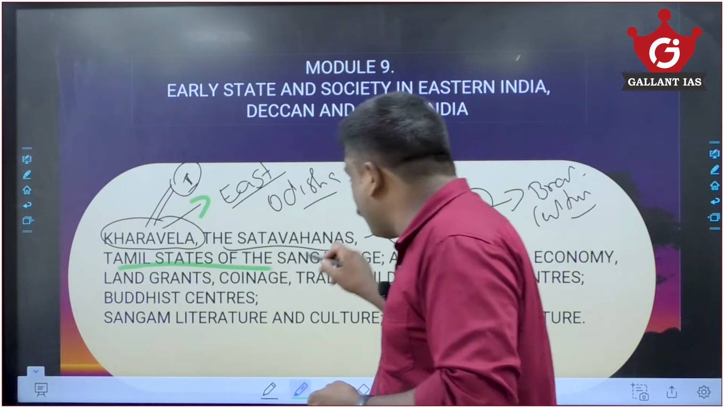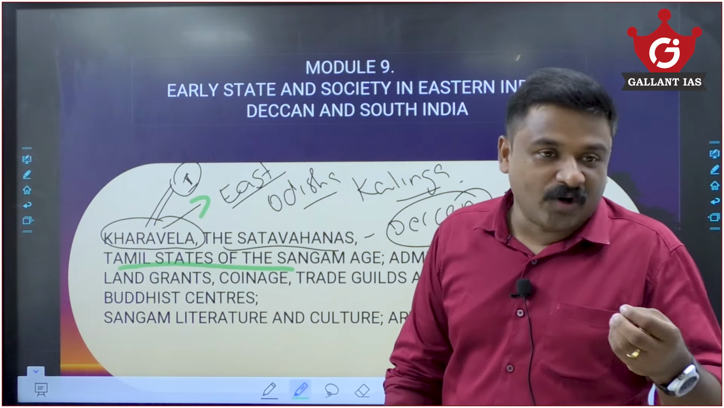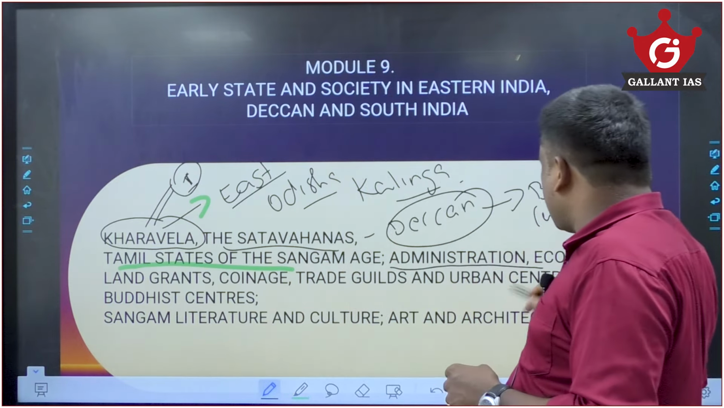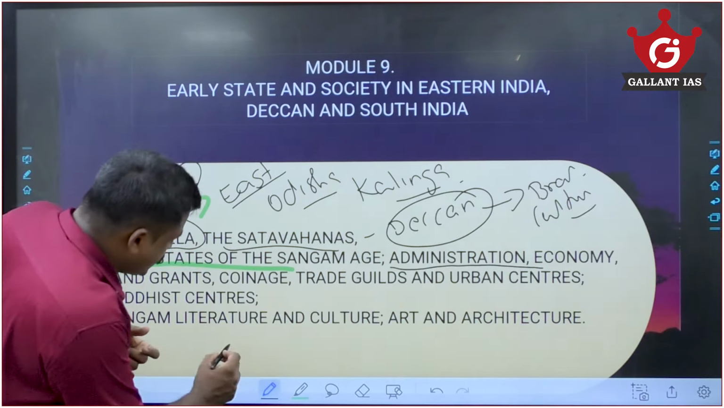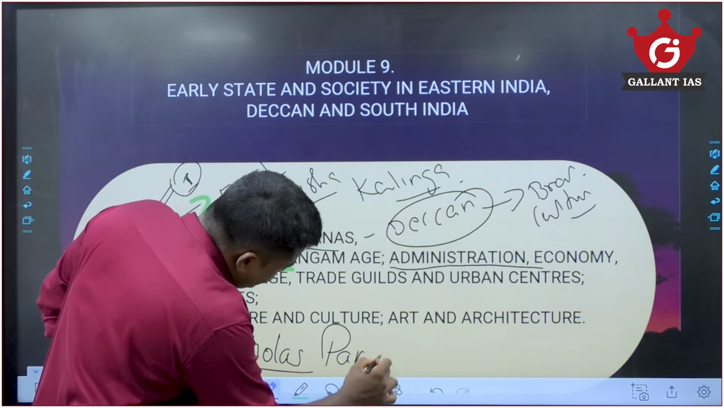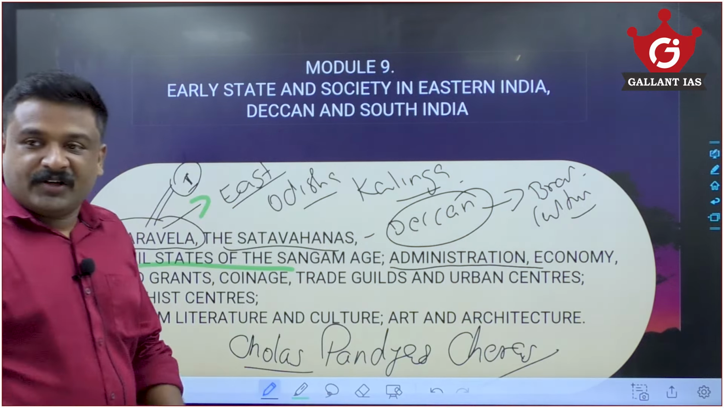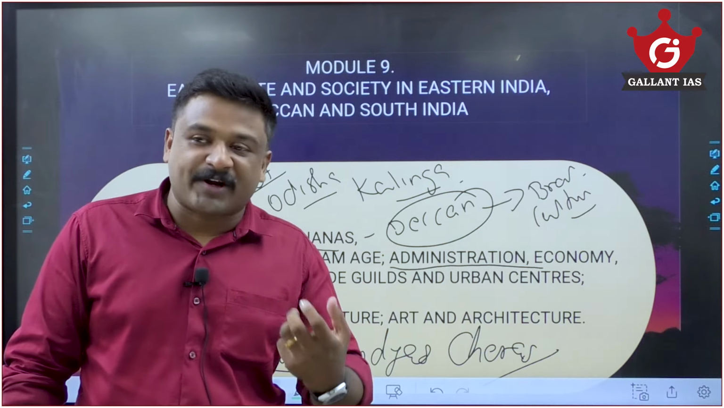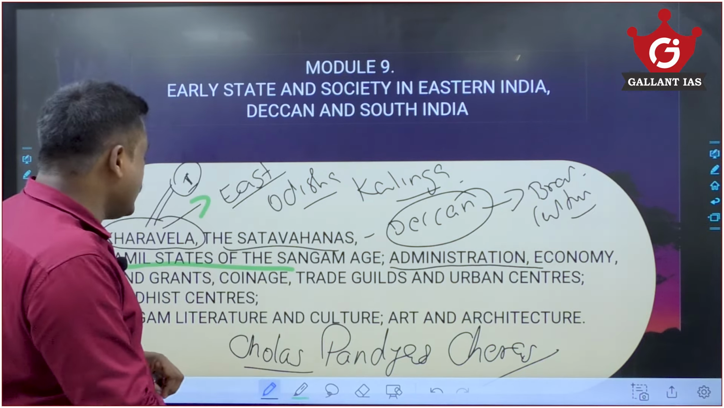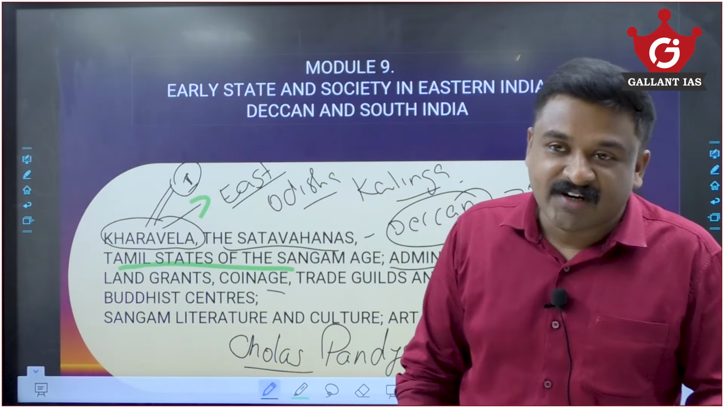Then the deep south. Coming to the south part, let's go for the Sangam, Chola, Chera, Pandya rulers. Yes, the Tamil states of the Sangam age. There are the Cholas, the Pandyas and the Cheras. The socio-economic, political, cultural history of the Sangam Cholas, Cheras and Pandyas, which we learn from the Sangam literature and which is corroborated by archaeological evidence and other sources.